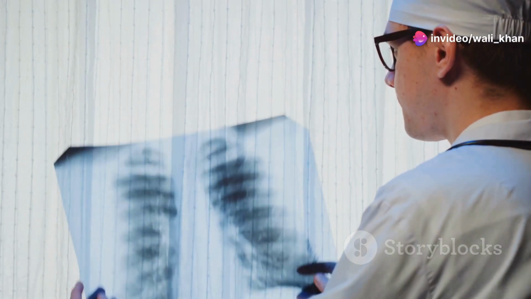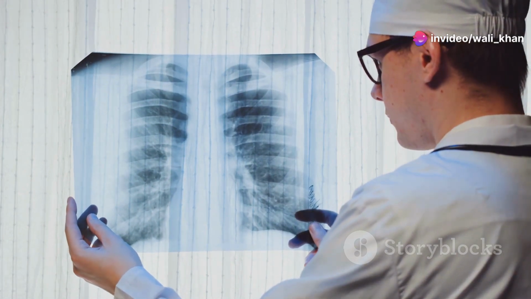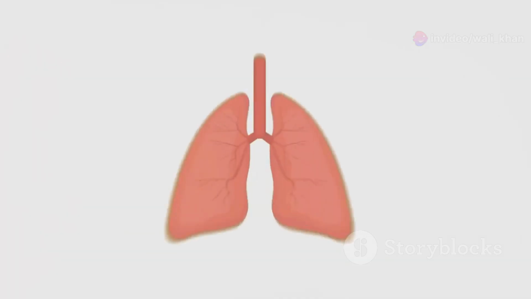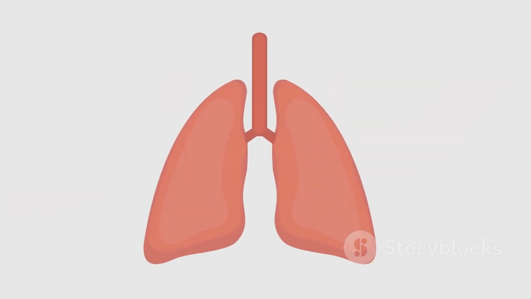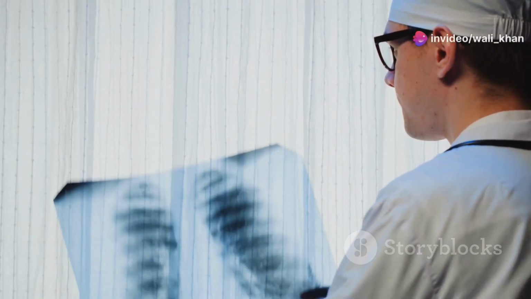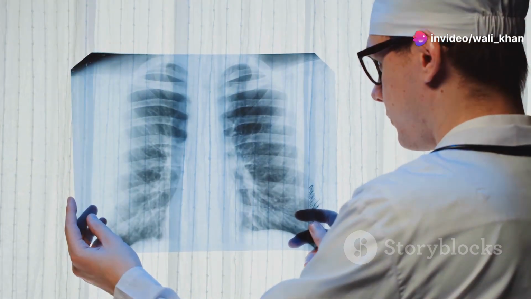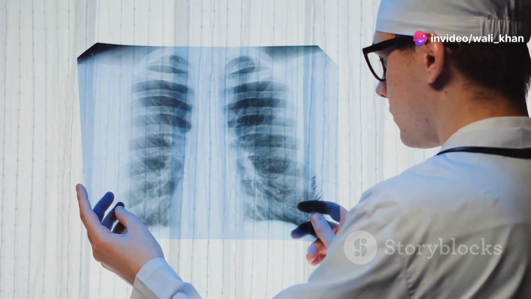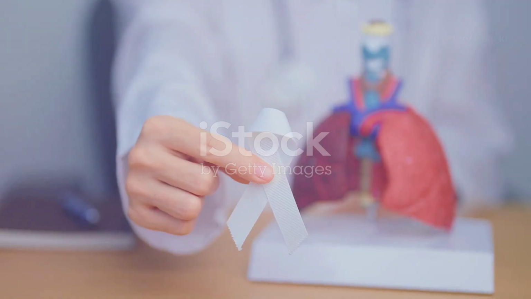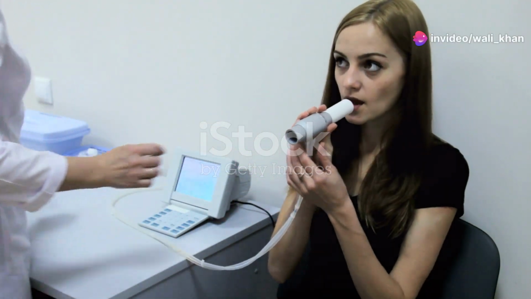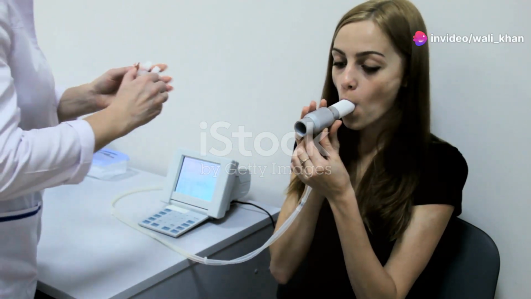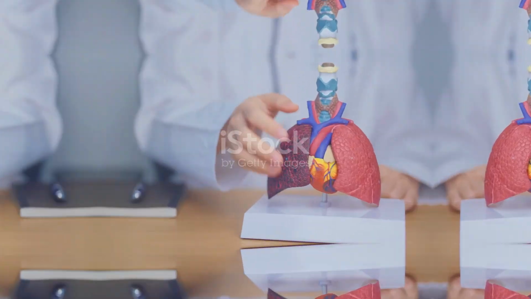Key lung volumes include tidal volume, the amount of air inspired or expired during a normal breath. Inspiratory reserve volume, the maximum amount of air that can be inhaled after a normal inspiration. Expiratory reserve volume, the maximum amount of air that can be exhaled after a normal expiration. And residual volume, the volume of air remaining in the lungs after a maximal expiration. Lung capacities are derived from these volumes and include inspiratory capacity, functional residual capacity, vital capacity, and total lung capacity.